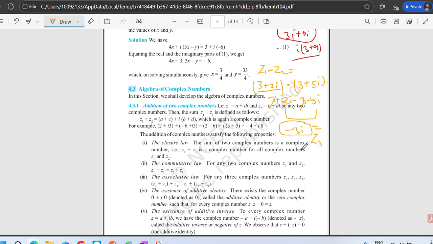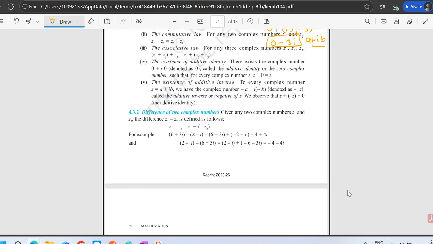But here, if you see, let's say we want to write minus 3i in the form of a plus ib. So we can write it like this: 0 plus i into b. b is minus 3. So like 0 minus 3i. So this is the format of complex number, like a plus ib, we follow in that format, right? Okay, so this is how we do the subtraction.